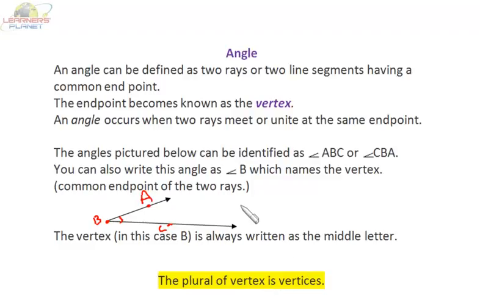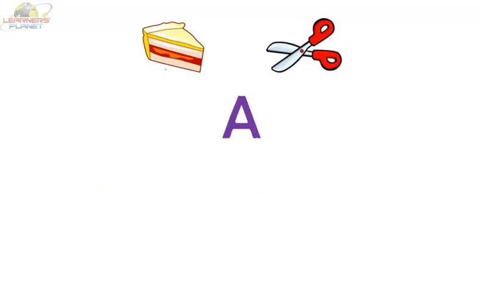Now let's take some practical examples where we can find angles. Here we see a piece of cake. This is an angle. This is a piece of pie. We see an angle over here. In these scissors we see an angle. In this letter A we see angles over here. This is an angle, this is an angle, this is an angle. So we see angles everywhere around us.